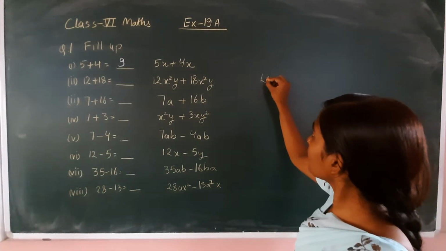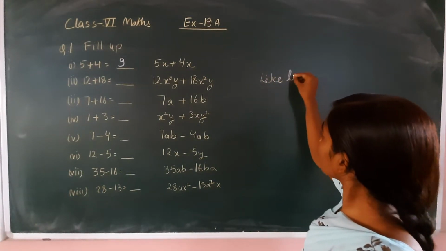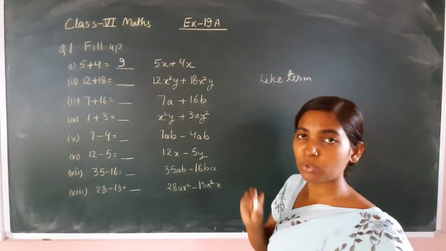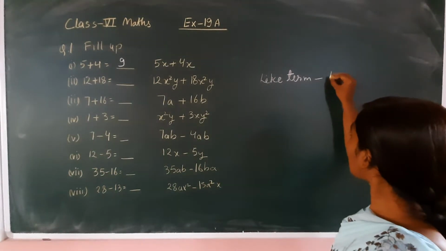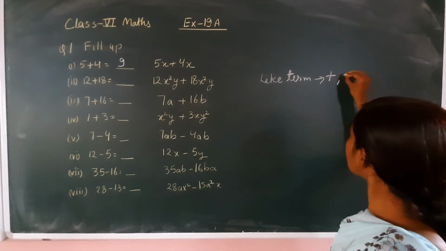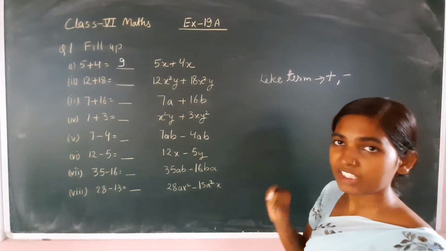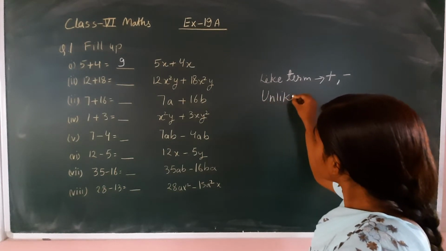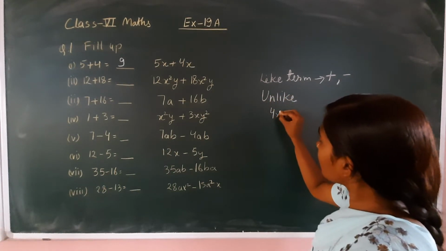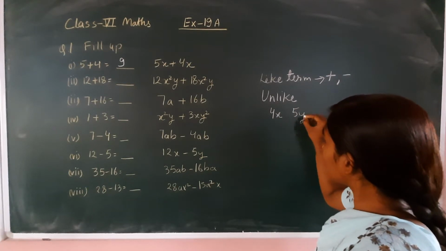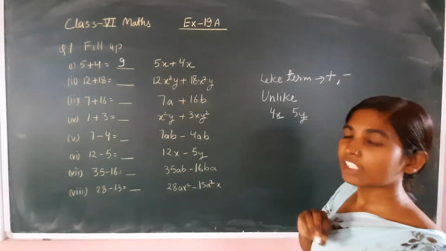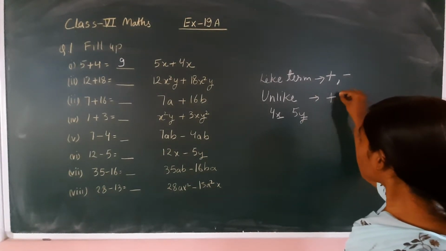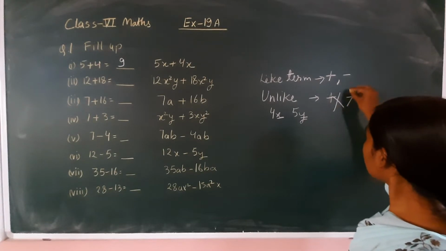Remember, whenever there are like terms, meaning the variables are the same in both the terms, they can be added, they can be subtracted. But if the terms are unlike terms, meaning one is 4x and another is 5y, the variables are different, they cannot be added, they cannot be subtracted.